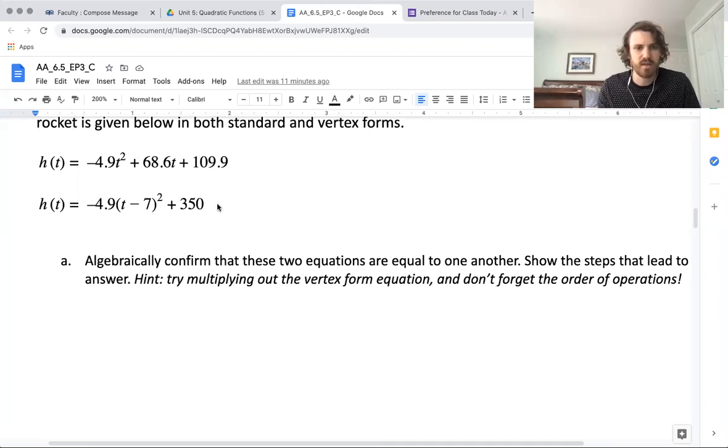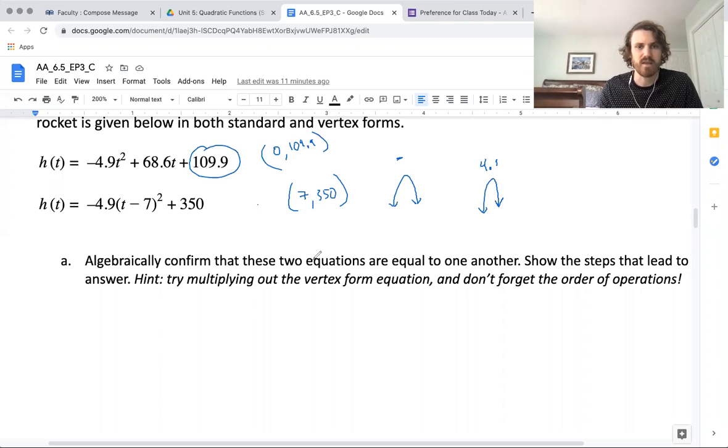So the thing that I can know here basically, and I'm going to use vertex form, it gives me more information, is that the vertex is at (7, 350). That this thing opens down. The reason I know that is because of the negative out front. And then the 4.9 is going to make it pretty skinny. I also know that the y-intercept is (0, 109.9). So that can give me some information when I am sketching. Okay.